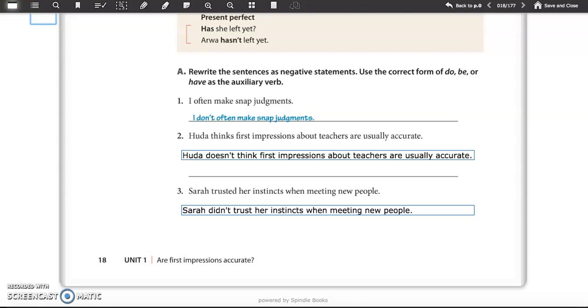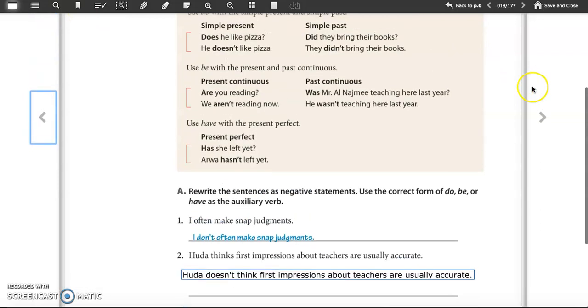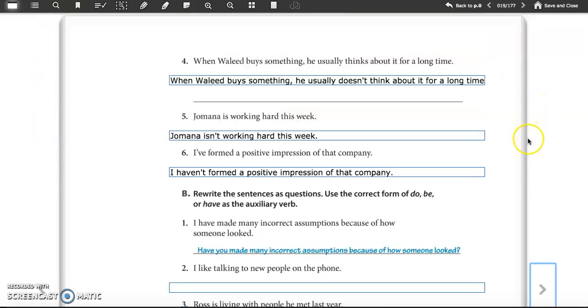Okay, so now you can check your answers for the first 3 questions of exercise A. Please pause the video. And now you can check your answers for number 4 through 6. Again, please pause the video.